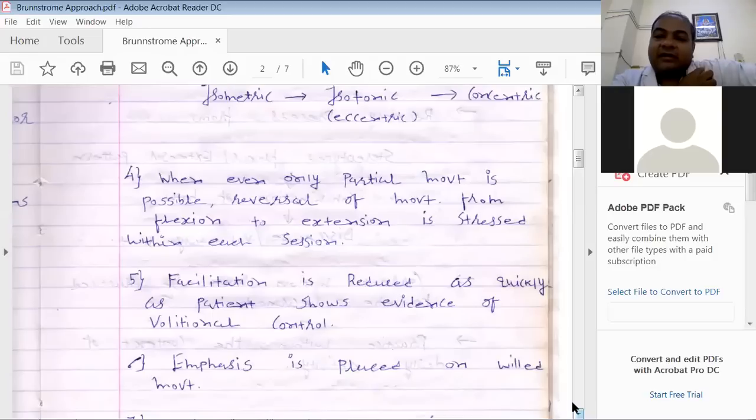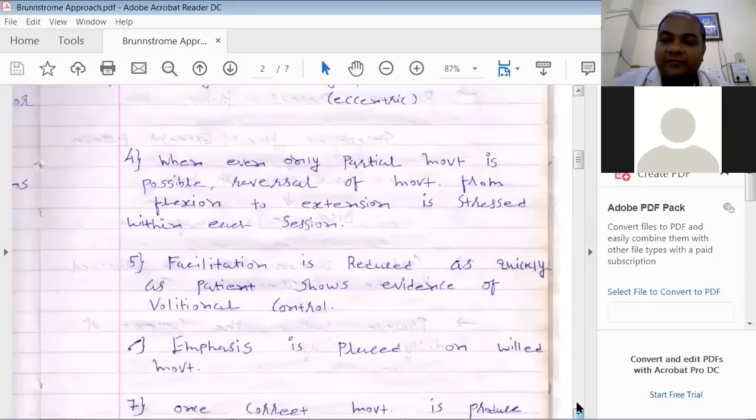If it is available as a partial movement, then you have to at least try to elicit shoulder depression and adduction. So you have to go from the opposite movement. When one partial movement is available, try to develop the opposite movement. If it is flexion, try to develop extension. If it is extension, try to develop flexion. Right? That is what the fourth point means.